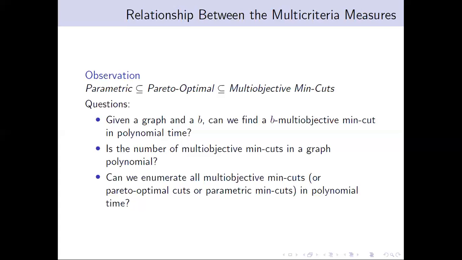So the only interesting find-a-cut problem is, given a graph and a budget vector, can we find a B multi-objective min-cut efficiently? The structural question, however, is interesting for all the kinds of cuts. In particular, it's interesting to ask if the number of multi-objective min-cuts in a graph is necessarily polynomial. Because if it is, that implies that the number of Pareto optimal and parametric min-cuts is also polynomial. Finally, if the number of multi-objective min-cuts is polynomial, then we can ask if it's possible to enumerate all of them in polynomial time.